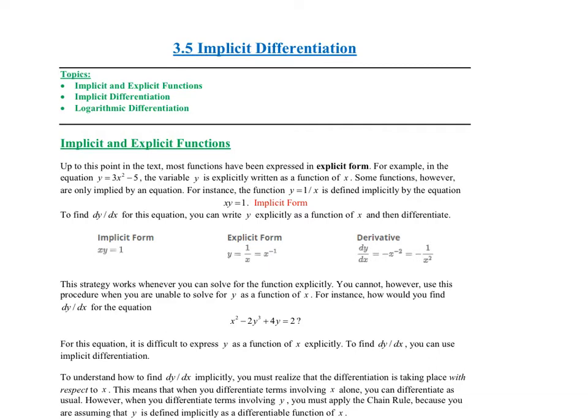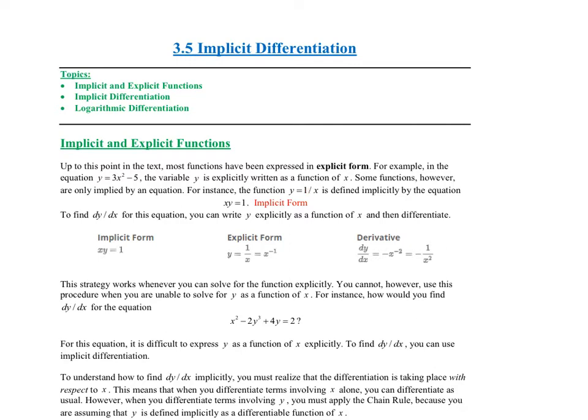Up to this point in the text, most of the functions have been expressed in explicit form. For example, in the equation y equals 3x squared minus 5, the variable y is explicitly written as a function of x. Some functions, however, are only implied by an equation. For instance, the function y equals 1 over x is defined implicitly by the equation xy equals 1. So when you solve for y, that is called explicit form, and if you have both variables on one side of the equation, that's called implicit form.